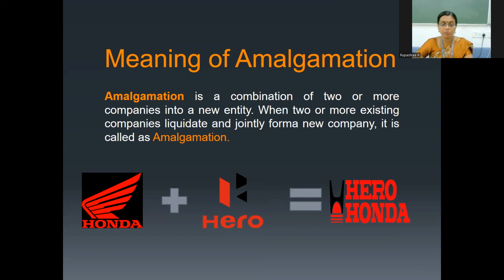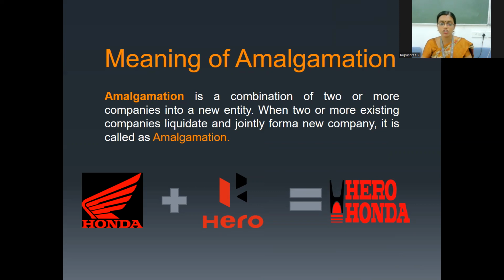Now let me tell you what we mean by a vertical amalgamation. A vertical amalgamation is where two or more existing companies doing different kinds of business liquidate themselves in order to form a new company. I repeat, a vertical amalgamation or vertical merger is where two companies doing different kinds of business liquidate themselves in order to form a new company.